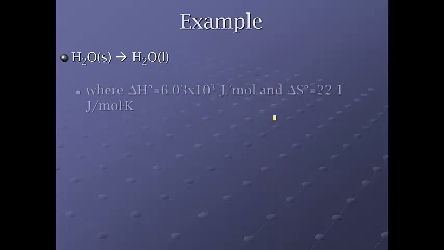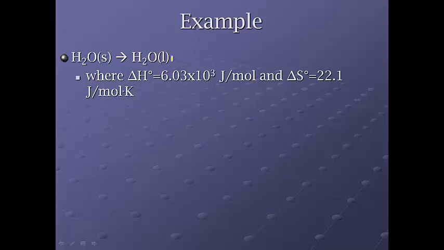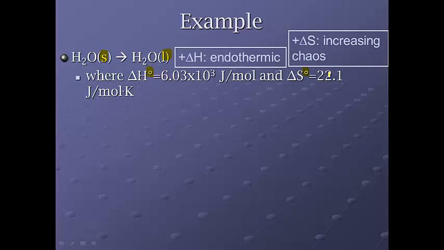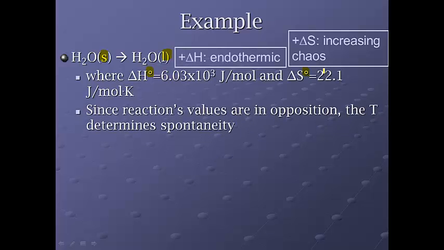Okay? All right, so for example, now we're going to go to water melting, going from a solid to a liquid. Okay, so delta H at standard conditions, that's just what that prime sign means, is 6.03 times 10 to the third joules per mole, and your delta S at standard conditions is 22.1 joules per mole Kelvin. Since the reaction's values are, okay, delta H is positive, delta S is positive, so we have increasing chaos. Since the reaction's values are in opposition, the temperature determines the spontaneity, because remember, if we had positive S, that's good for spontaneous. Endothermic, not so good for spontaneous.